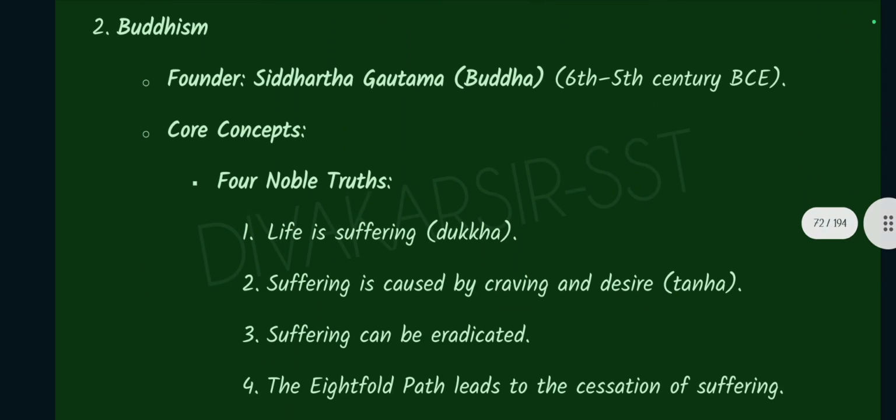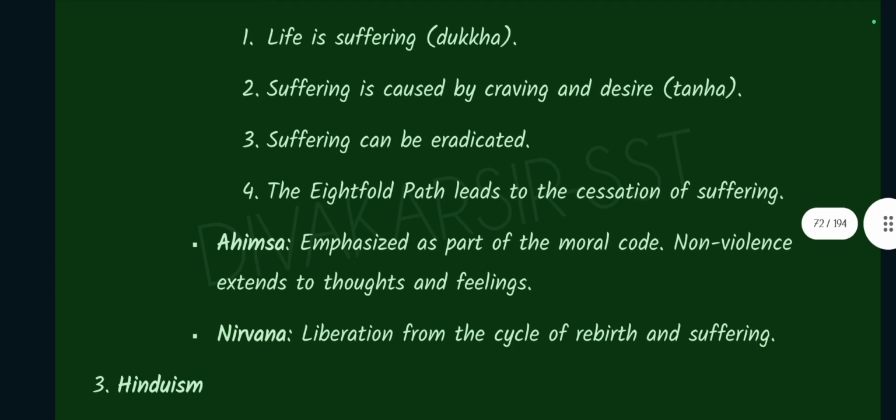Buddhism. Founder Siddhartha Gautama, Buddha, 6th to 5th century BCE. Core concepts: Four Noble Truths. Life is suffering, Dukkha. Suffering is caused by craving and desire, Tanha. Suffering can be eradicated. The Eightfold Path leads to the cessation of suffering.